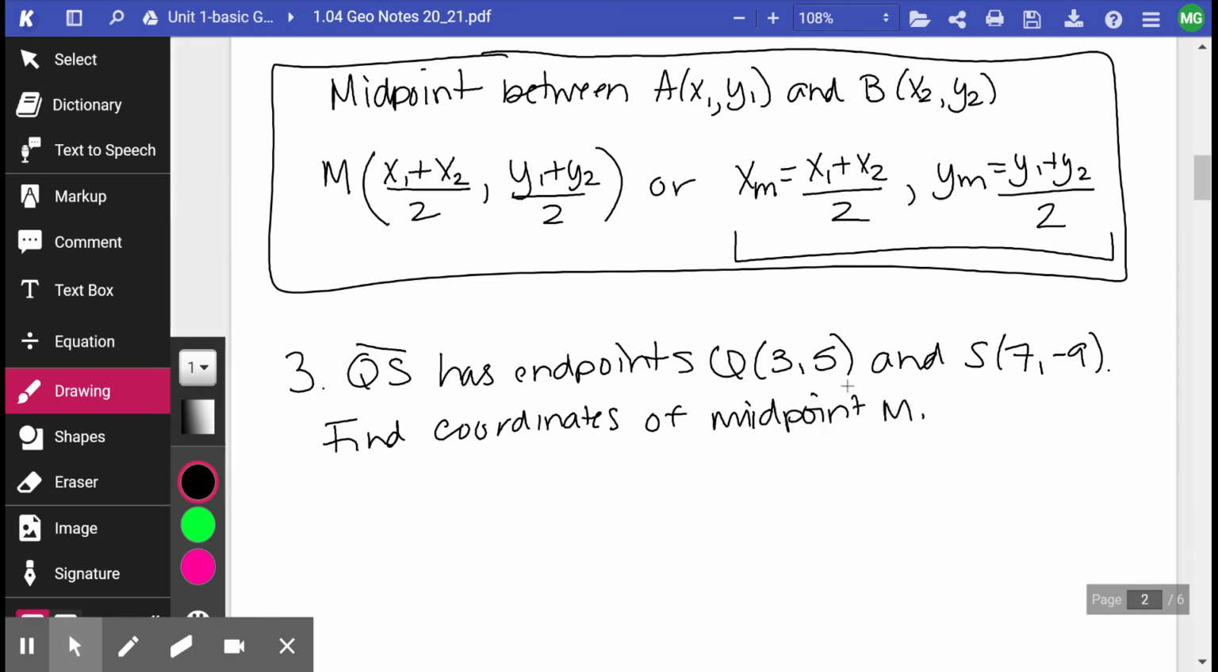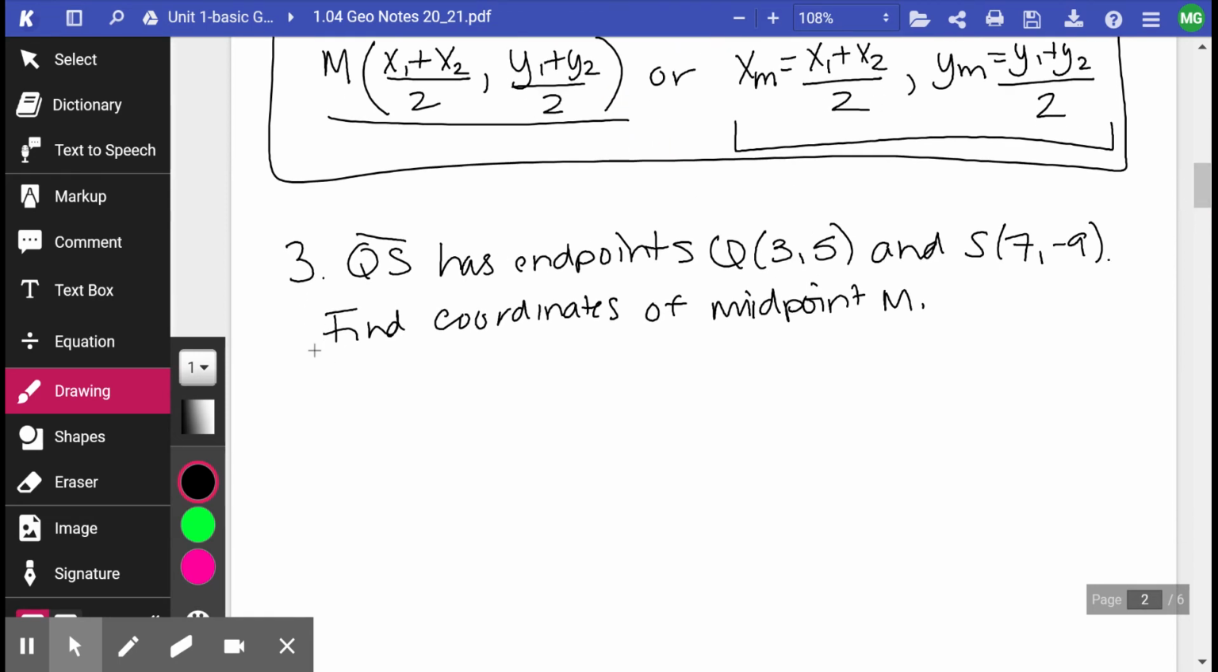So pretty straightforward here. We're just looking for the coordinates of midpoint M, so we can use this formula over here. And I'll actually show you both ways to do it. So coordinates of M, we're just going to take our average of our x's. So first I'll label them. And then the average of our y's.